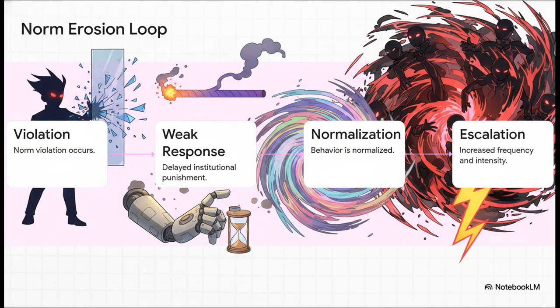So let's walk through exactly how this loop happens in real time. Step 1, a norm violation actually occurs. Step 2, the institution issues a weak or delayed punishment. Remember that procedural lag we just talked about? Yeah, that kicks in here. Step 3, the behavior undergoes normalization. People get used to it. And step 4, we see an increased frequency and intensity of violations. Because there's no immediate structural friction, the behavior is pretty much guaranteed to escalate in this loop.